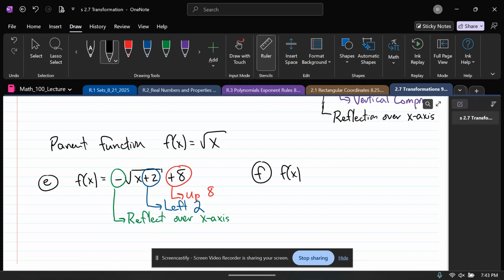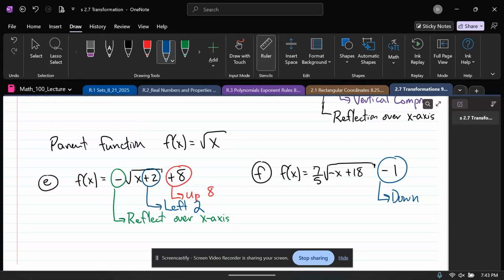F of x is equal to 7/5 square root of negative x plus 18 minus 1. That's instead of parentheses, that should be a square root symbol, sorry. I meant down 1, sorry. Down 1. Good. Left 18. Left 18. Yeah, that negative right there on the inside is reflect over the y-axis.